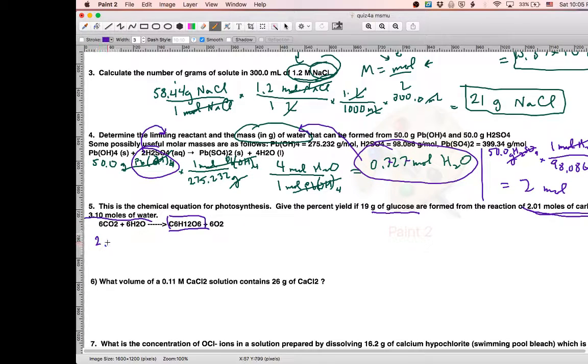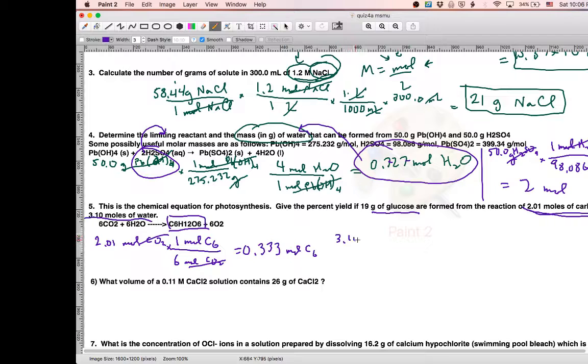I have 2.01 moles of carbon dioxide, and I want to know how many moles of glucose I get. So there are 6 moles of carbon dioxide that are required to make 1 mole of glucose. I'll just call it C6 for short, okay? This is times, and that's going to equal something like 0.33, 0.333, something like that. Not exactly, but you should use your calculator. I'm just approximating to save some time here. So the moles of carbon dioxide cancel, and this is going to be moles of glucose, C6.